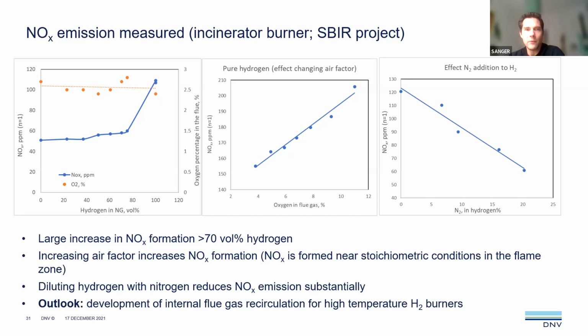However, currently what we are aiming for is to also develop burners which have internal flue gas recirculation in order to reduce the NOx emission, because often for high temperature processes, it's unwanted to use external flue gas recirculation. So it's better to create internal flue gas recirculation.